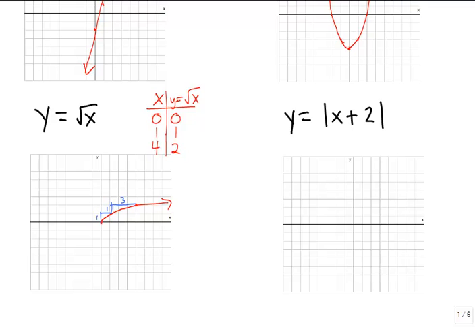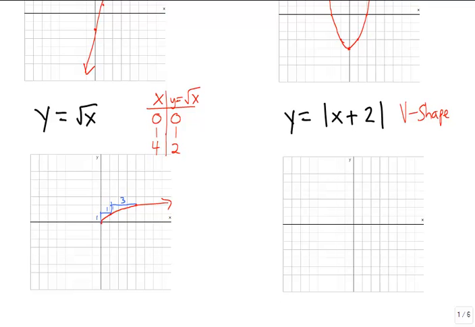Okay, let's try another common graph that you need to know, and that would be the absolute value graph. So that's these vertical bars right here. And what you want to remember about an absolute value is that it always has a V shape. It looks like a great big V. And what you want to remember is that if it's a V shape, it's got to have a vertex. And how do you find where that vertex is?